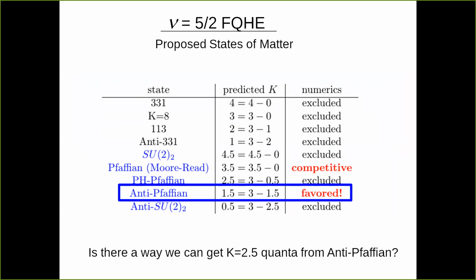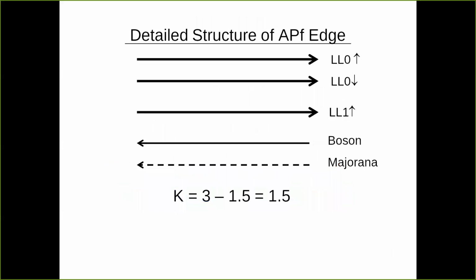That's what the numerics tell us it is anyway, in the absence of disorder. There's not that much disorder in the sample; the samples are very clean. So let's pretend it's anti-Pfaffian. Now, the problem we have is that anti-Pfaffian predicts 1.5 units and they measure 2.5 or something close to 2.5. So is there a way that we can get 2.5? We need to think a little bit about the detailed structure of the anti-Pfaffian edge.